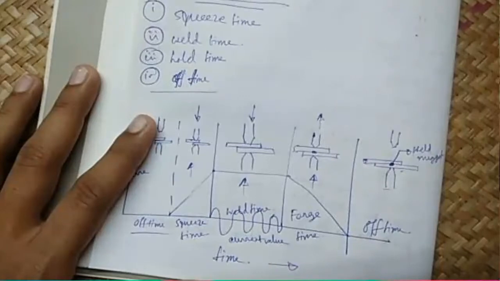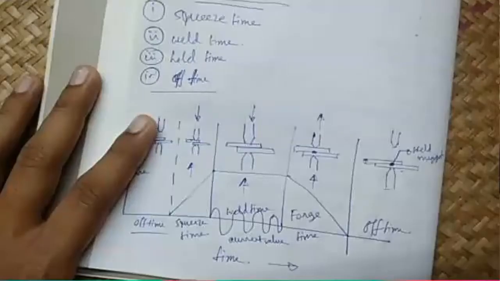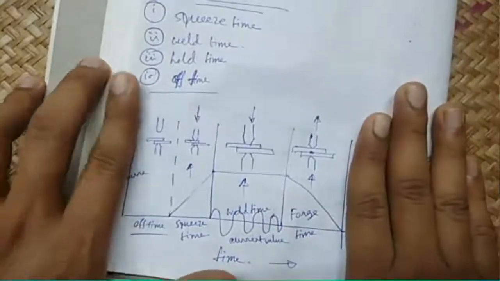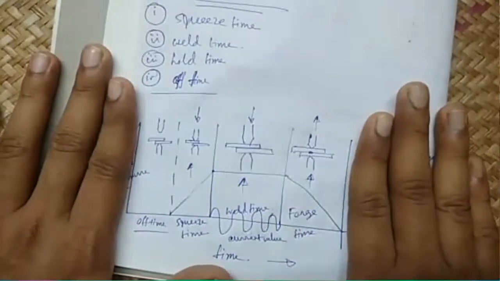When the heated workpiece gets cooled but under pressure, then it is called forge time. Then again off time starts. So basically the cycle ends here. So you see there are only 4 segments.